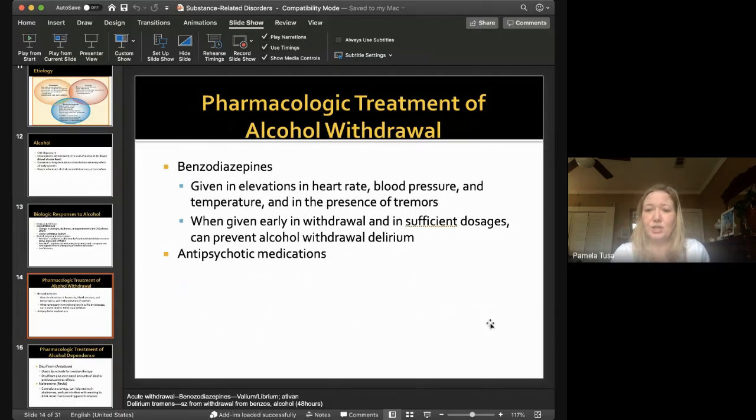Sure, somebody asked if I could repeat what the patch is for. It's a Catapres patch, and it's used to decrease blood pressure and pulse, which we see a lot with alcohol withdrawal.